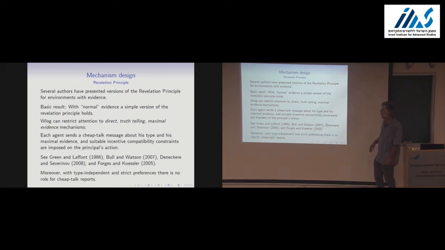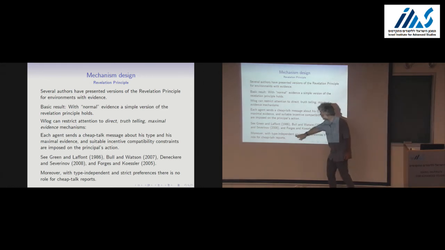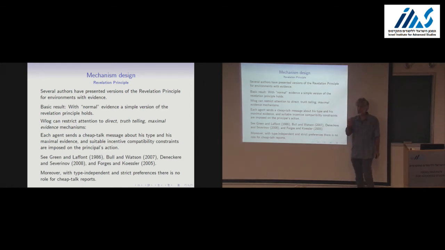Okay? Let me point out, I'm not going to discuss this in detail, but it's convenient for later, that if you have type-independent preferences, meaning that the agent's preferences don't depend on his type, as in, for example, a simple disclosure game where he wants to be thought of as the highest value possible, and the preferences are strict, in other words, there's no indifferences, okay, then there's no need even for the cheap talk message. Okay, all we need is presentation of evidence.